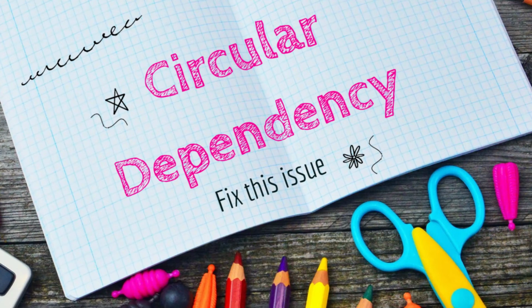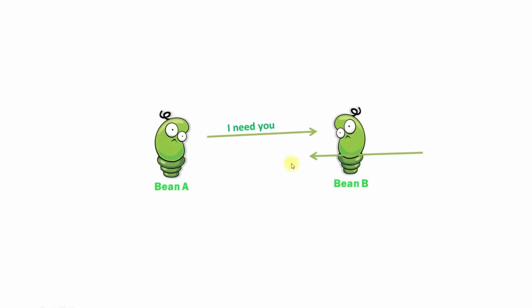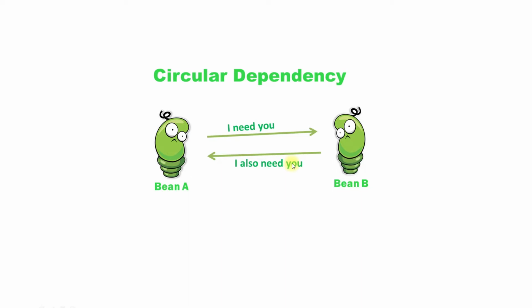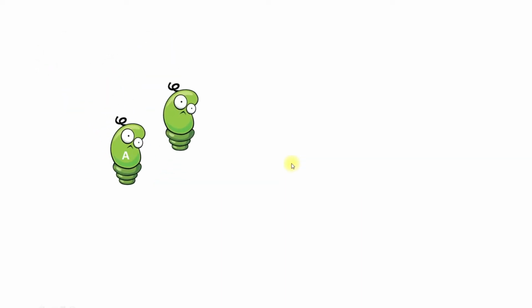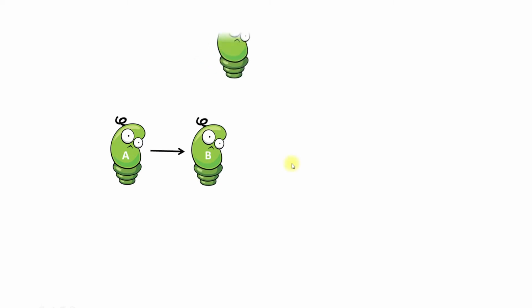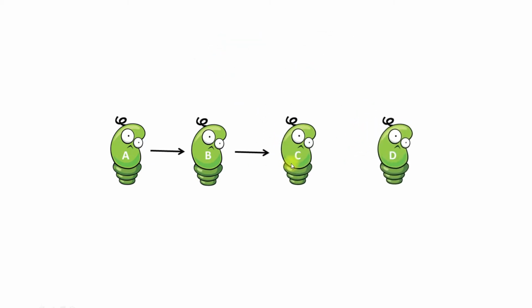Hello friend, welcome to Java Puzzle, and today we are going to talk about circular dependency. A circular dependency occurs when a bean A depends on another bean B and bean B depends on bean A as well. Of course, we could have more beans involved, like bean A depends on bean B, then bean B depends on bean C, which depends on bean D, and then bean D again depends on bean A.